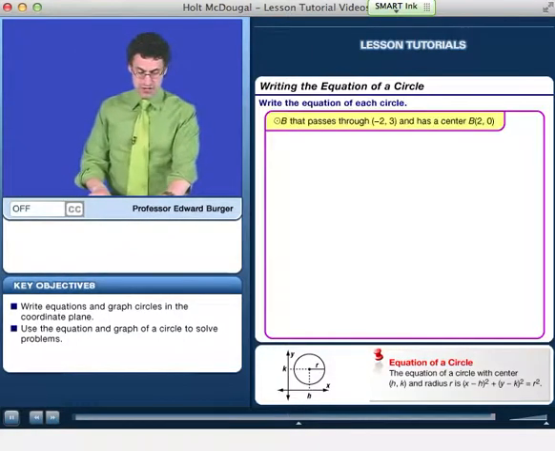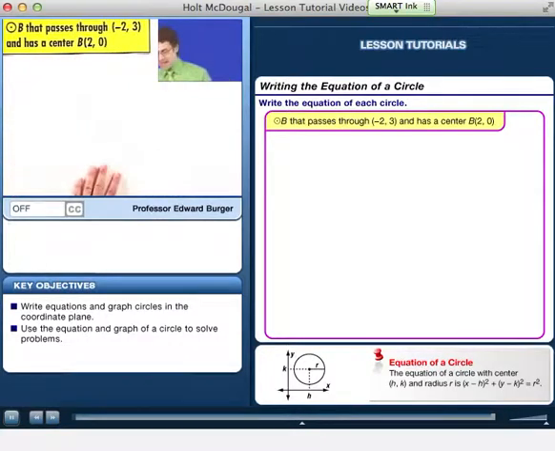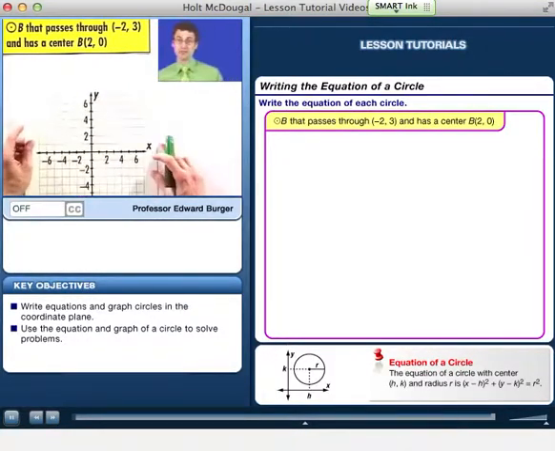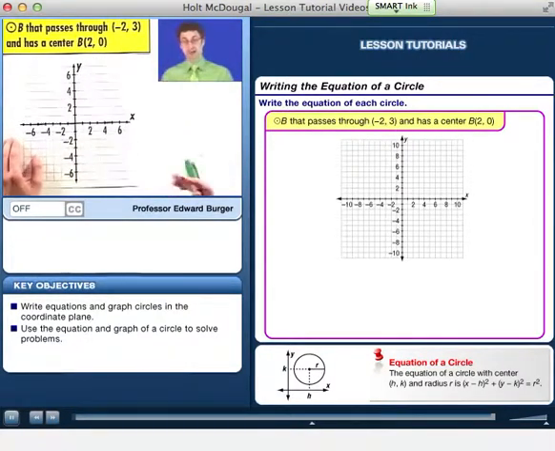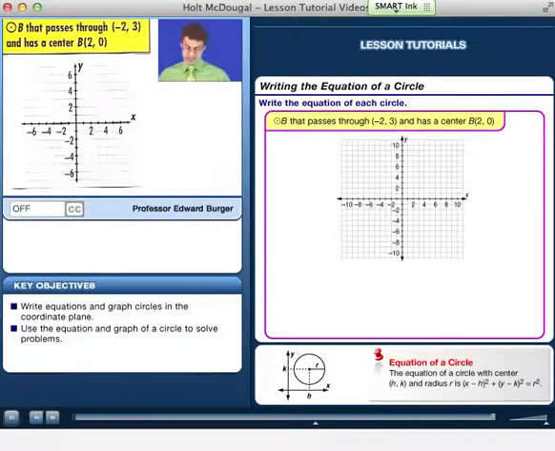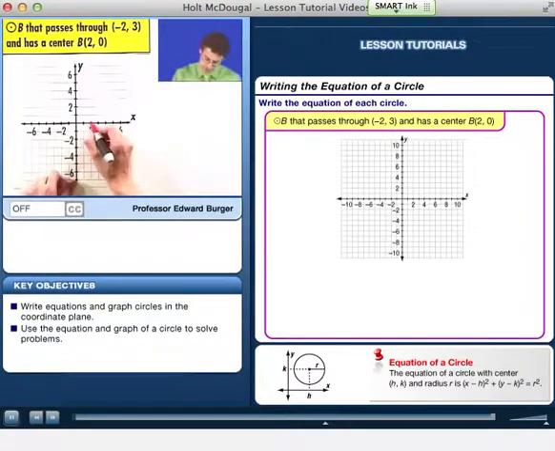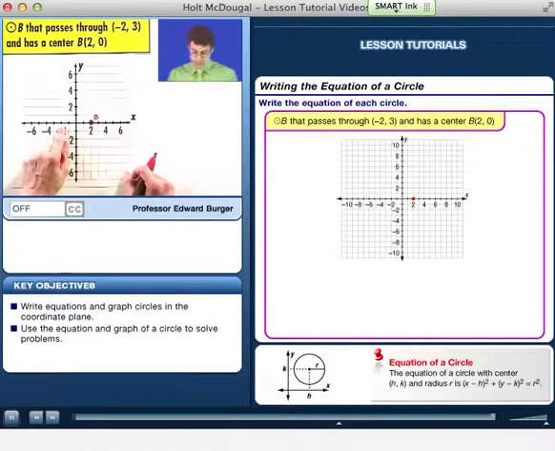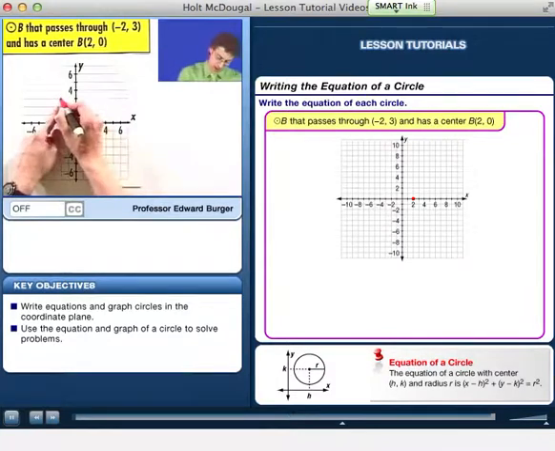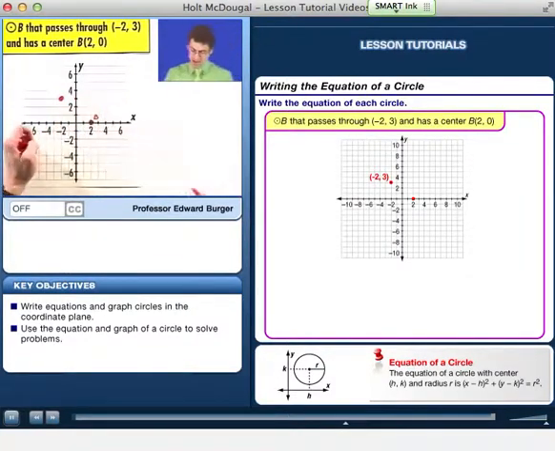So let's write the equation for circle B that passes through the point negative 2, 3, and has a center 2, 0. So I think the thing to do here is just to try to graph it first and see if we can get a sense of what's going on here. So the center is at 2, 0. So it's right there. So that's the point B. And that represents the center of this. And I don't know the radius, but I know that it passes through negative 2, 3. Way up here. So that's a point on the circle.